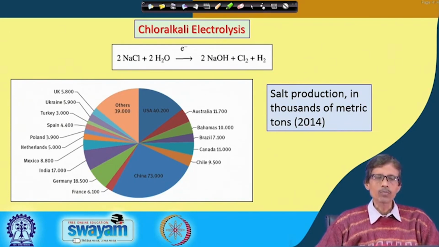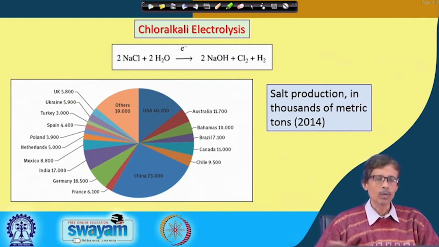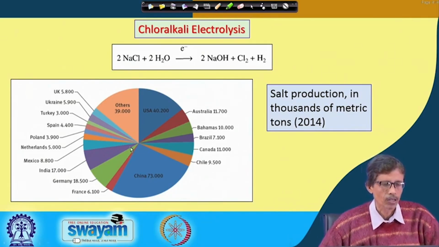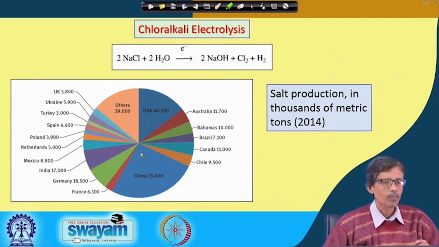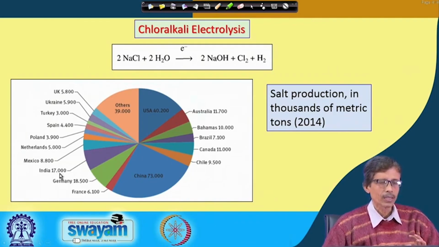In terms of salt production in thousands of metric tons, what we see from this pie chart is that the major share is from China. China has a huge reserve, from the ocean source, the surface source, or the earth crust. Next is the USA, and compared to that you see 73,000 and 40,200 metric tons of production of this salt, sodium chloride only. The production for India is not very low either, it is 17,000.